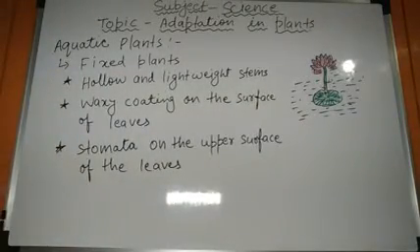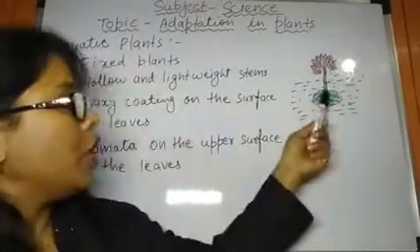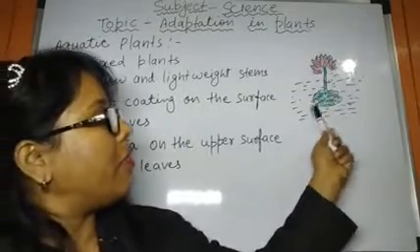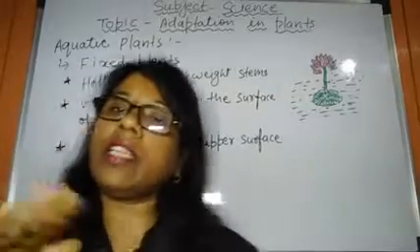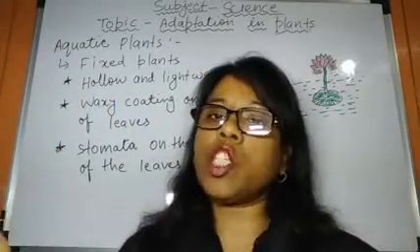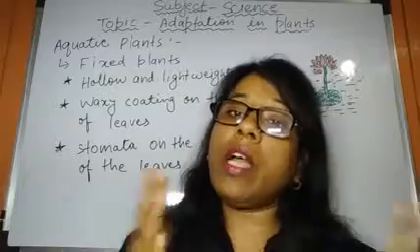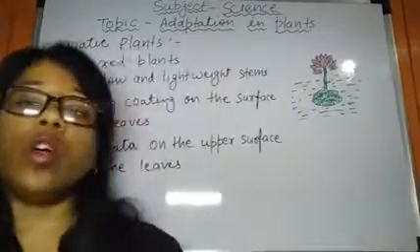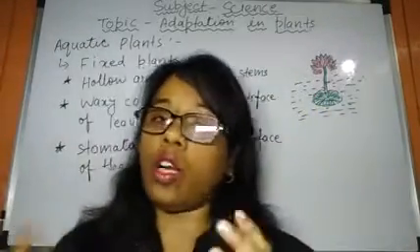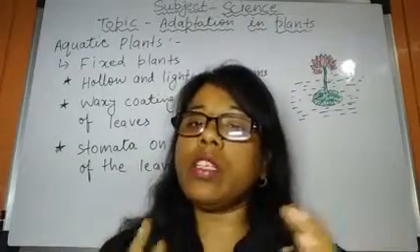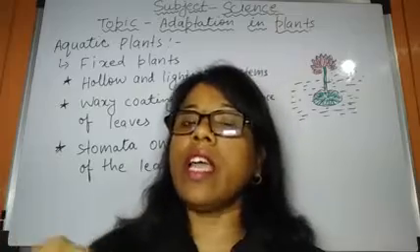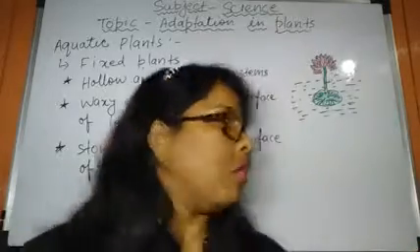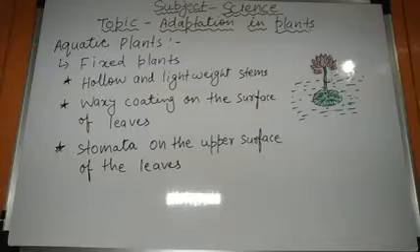Now, waxy coating on the surface of the leaves. You can see that the leaf is in touch with water. Fine. So if anything is in touch with water, it can rot. But the leaves of that lotus don't rot. Why does it happen? Because it has a waxy coating, and you know that waxy coating is there, so there is no effect of water. And the next one is stomata on the upper surface of the leaves.